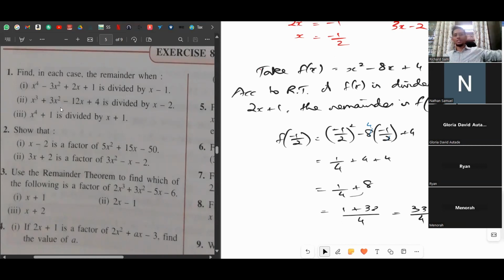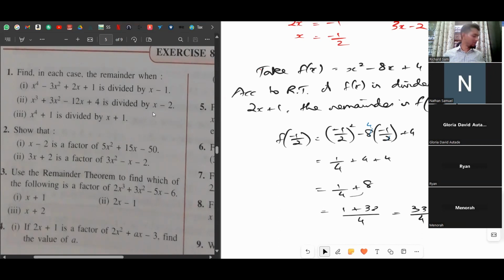Now look at the first question from this exercise. Find in each case the remainder when this f of x is divided by x minus 1. Okay, just tell me how to do this. How do you find the remainder? You have to find f of, okay, the whole thing, yeah. But what's the remainder? Not 1. f of 1. Very important. Don't write 1. It is f of 1. If you find f of 1, you understood why we took f of 1, right? Because it's x minus 1. If you make x the subject, we get 1. So if you do f of 1, we'll get the remainder.